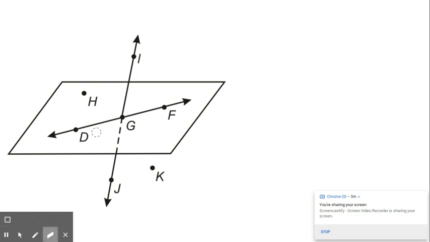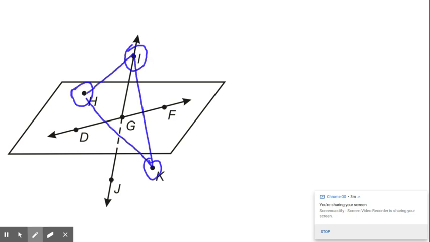Okay, so now all the other ones, though, if you picked any 3 of them, as long as you cannot pick D, G, and F, but if you pick any of the other 3 that are not on the same plane or same line, all of those would be coplanar with each other. So H, I, and K, those would be coplanar. Or you could go D, G, and J. All of those would be coplanar as well. All right, hopefully that helped you in identifying collinear and coplanar.